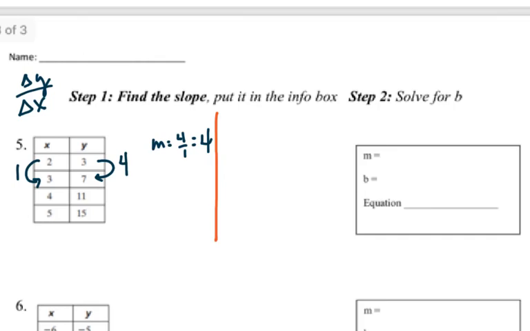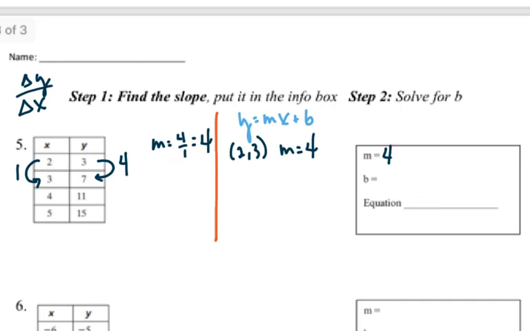So I just found out that the slope is 4. Again, to get the b, we use our equation y equals mx plus b. I'm going to pull off a point from this table. We'll pick (2, 3). That's a point. And I know that my m is 4 because we just found out that it rises 4 over 1, which is the same as 4.